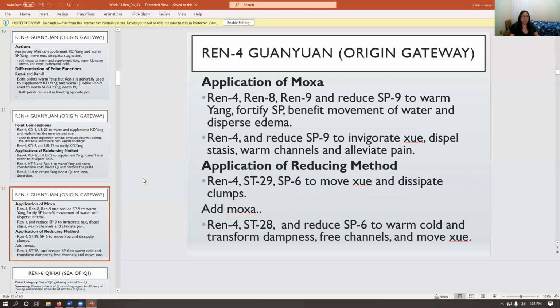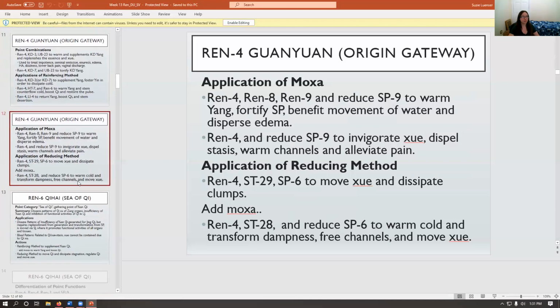And then some more down here with stomach 29 and spleen 6, that's going to move blood and dissipate clumps, specifically in the local area in the lower jiao there. That's what that's referring to. You can also add moxa to that if there is cold. And then the last one here on this slide with stomach 28 and reducing spleen 6, that's going to help warm cold, move damp, free the channels, and move blood. So another case of stasis.